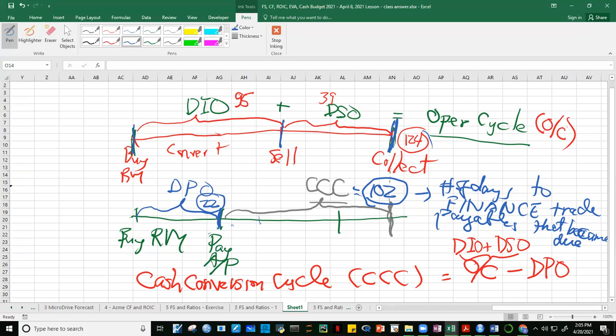And we know, guys, that interest, ano masasabi natin dito? Interest is a function of what? It's a function of time. Di ba? Interest is a function of time. The longer the number of days, guys, the higher will be your interest payments. Okay, so the higher the cash conversion cycle, guys, means the longer the average number of days in order to finance the trade payables that became due. So the longer it is, guys, the worse for the company.